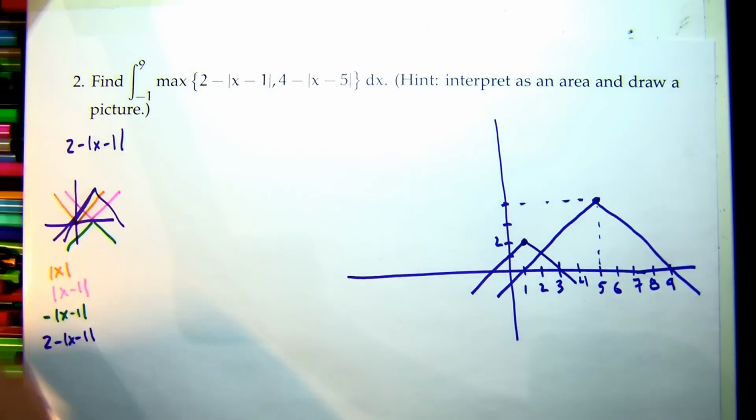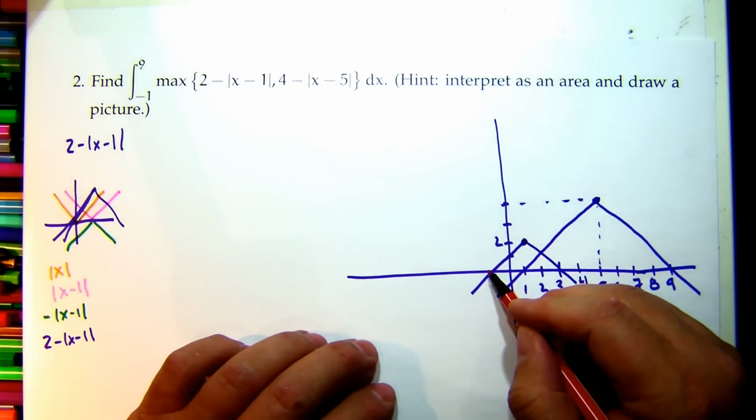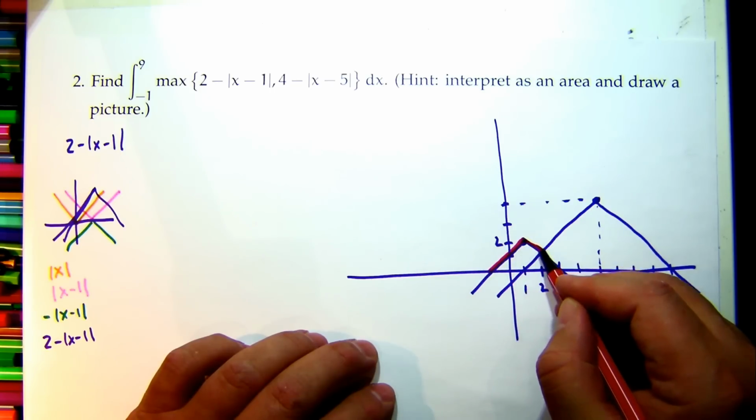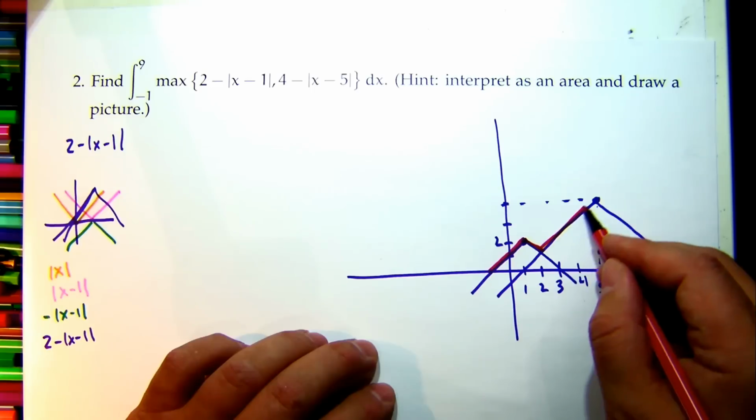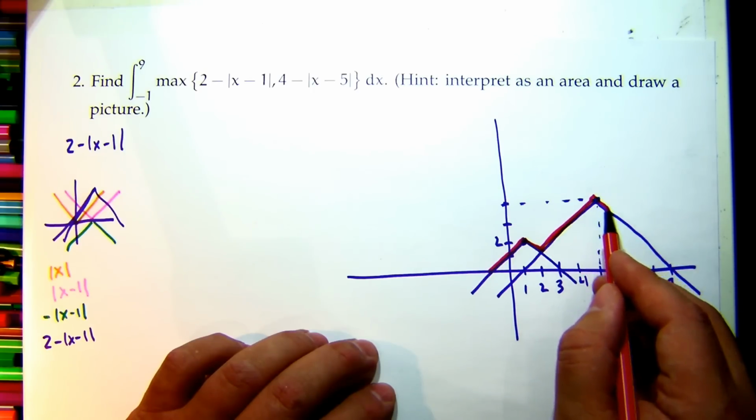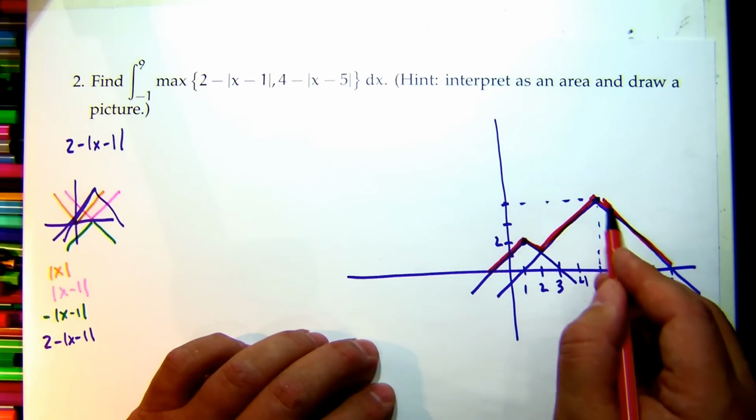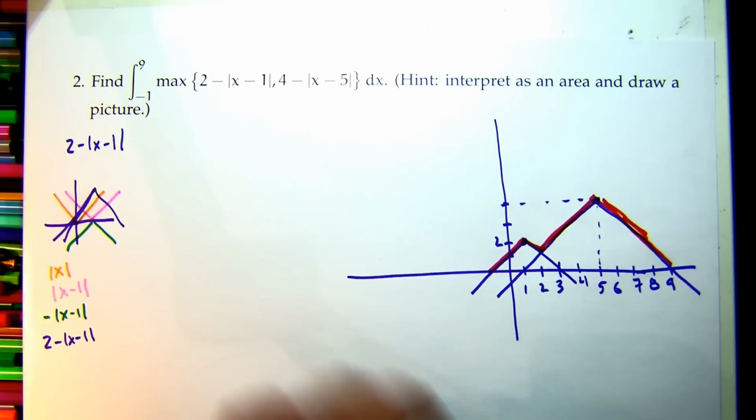And I'm taking the max, which means I always take the one on the top. So I'm taking the one on the top. So that's the function. It's these two peaks here.